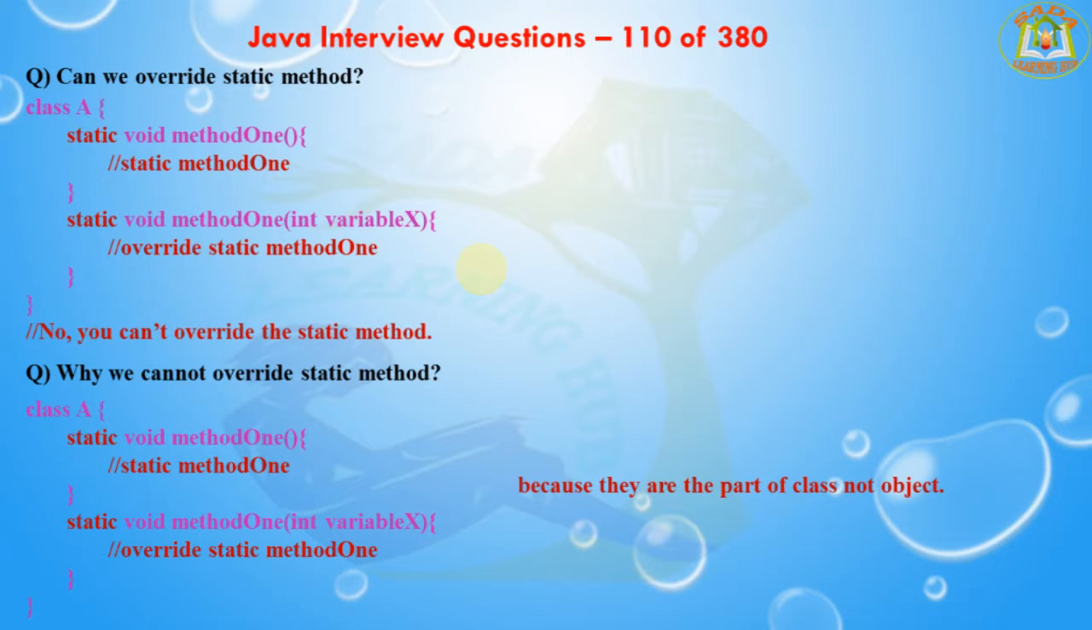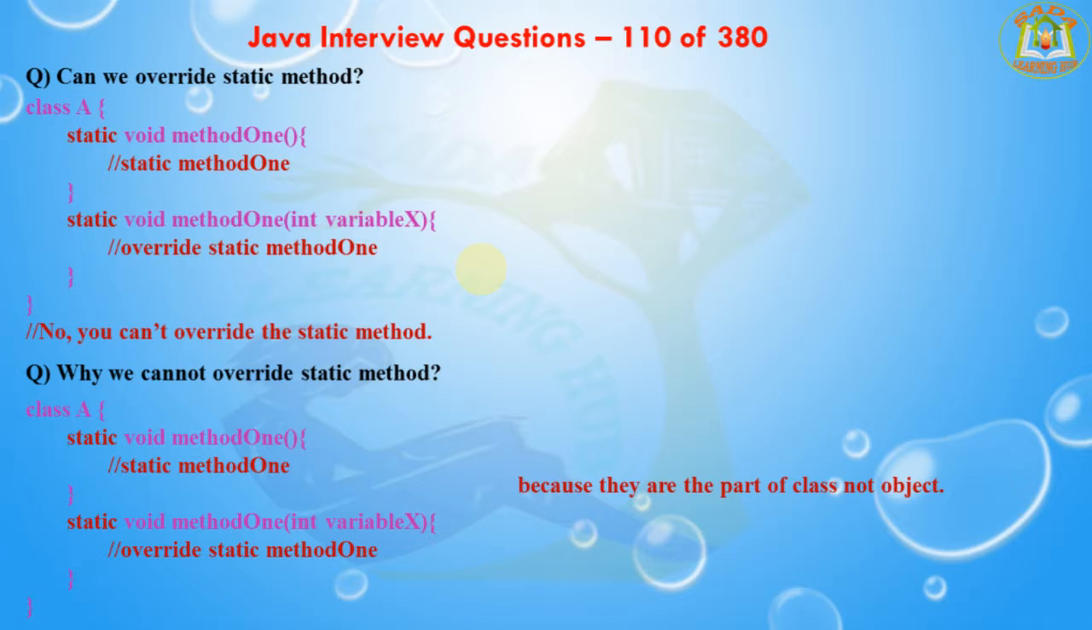The next question is, can we override a static method? No, you can't override the static methods because they are part of a class, not an object. Static methods are not possible to override because static methods are part of the class.